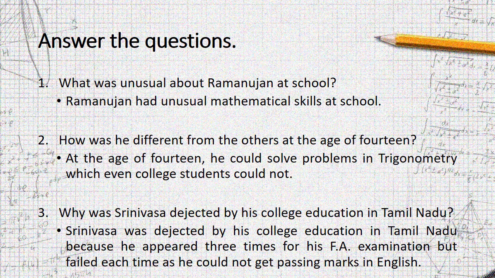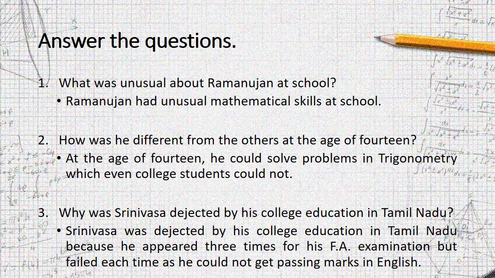Question 2. How was he different from the others at the age of 14? What did he do when he was 14 years old, which was different from other children of that same age? At the age of 14, he could solve problems in trigonometry which even college students could not. You must be aware that trigonometry is a part of maths. It's a subject of maths. So that difficult problems which even college students cannot do, Ramanujan could easily solve at the age of 14.